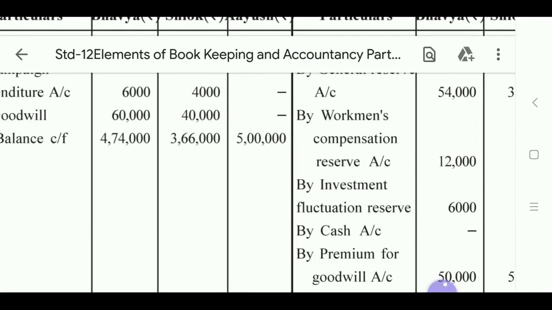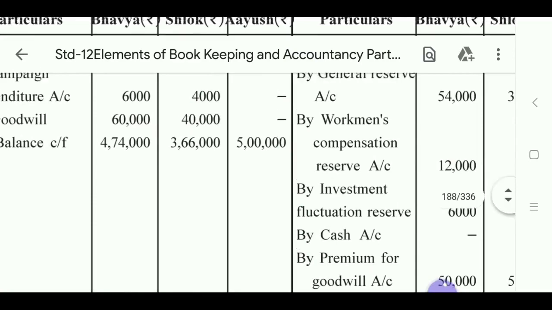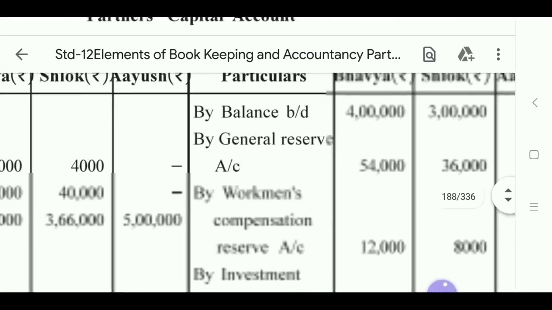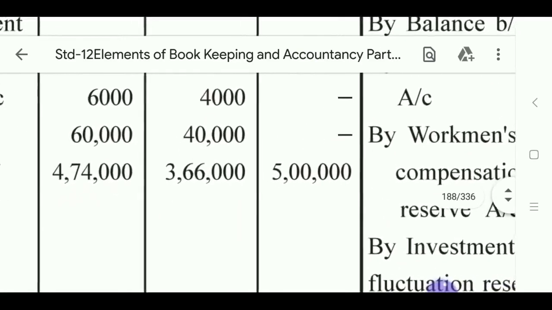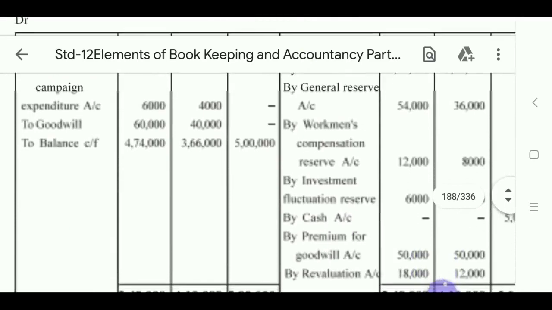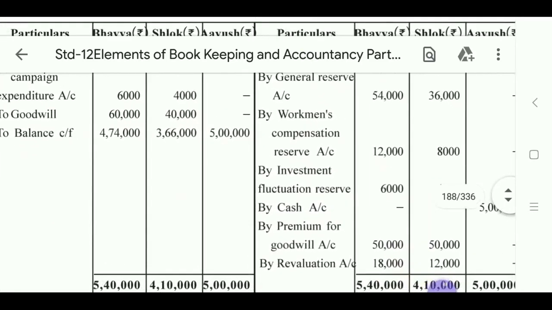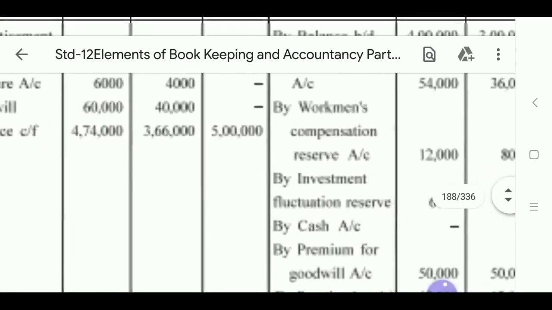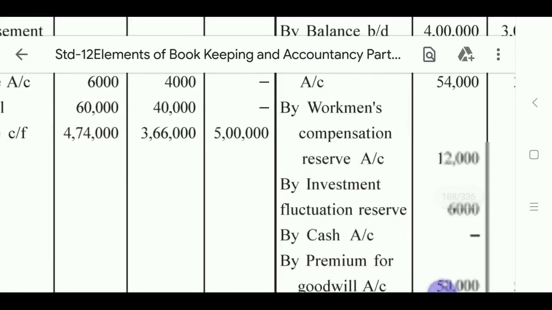4,74,000. This is closing capital. Here it is, opening capital 4 lakh and 3 lakh. This is closing capital, 4,74,000. Yes. So इसी तरह आप टोटल करेंगे श्लोक और आयुष की कॉलम का. So the balancing figures are 3,66,000 and 5 lakh.